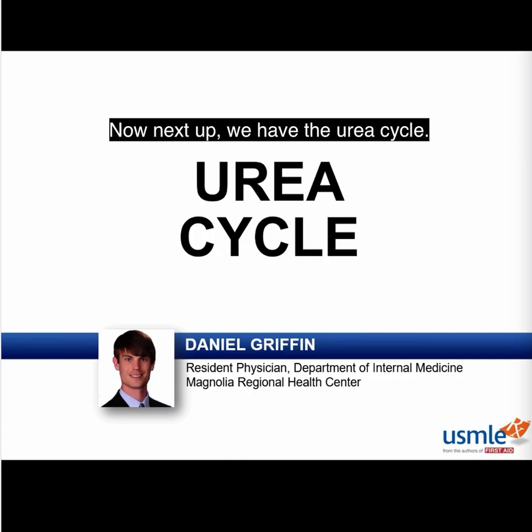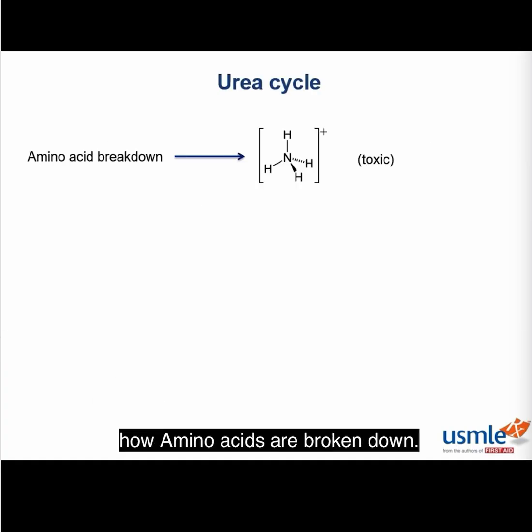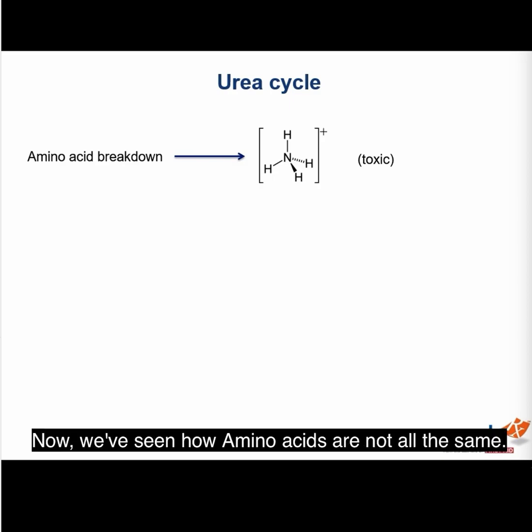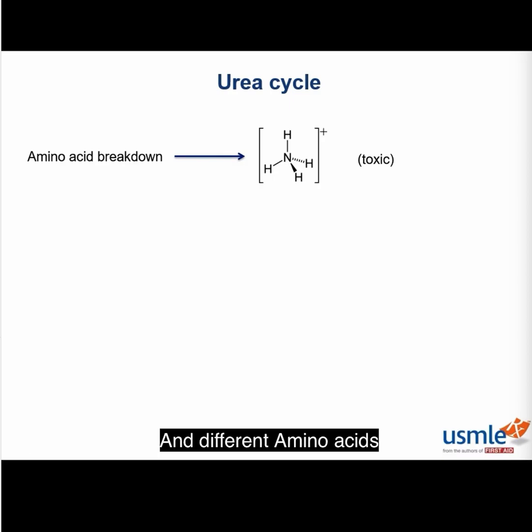Now next up, we have the urea cycle. And here we're going to talk about how amino acids are broken down. Now we've seen how amino acids are not all the same, and different amino acids go through different catabolic processes, many of which yield metabolic fuels in the form of pyruvate or acetyl-CoA to ultimately produce glucose as well as ketone bodies.